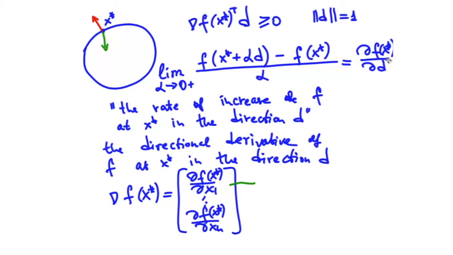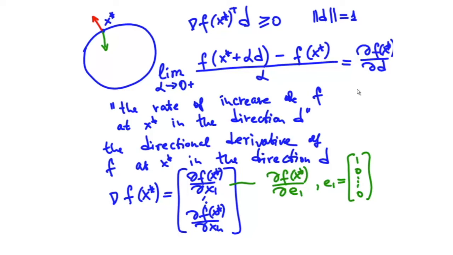This is nothing else but the directional derivative of f at x star in the direction e1, where e1 is the vector which has the first component equal to 1 and the rest zeros. So this is a particular set of directional derivatives that we use to form the gradient vector. But for an arbitrary direction we can define the directional derivative like this, and in fact we can show that what we have here in the product is nothing else but this directional derivative that we just defined.